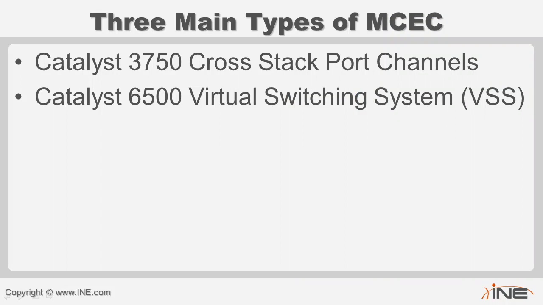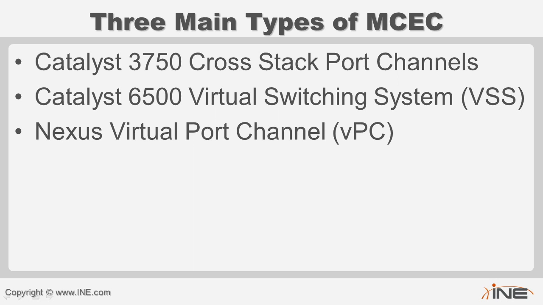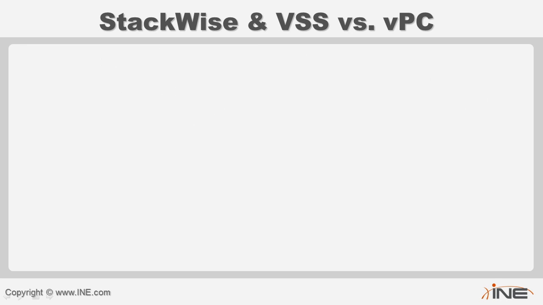Okay, the next iteration of this is then the Catalyst 6500 Virtual Switching System, or the VSS. Then finally, we have what we're going to be dealing with today, which is the Nexus virtual port channel. Now, the basic theory behind all three of these is the same, that we're trying to combine multiple physical links together in a channel, but the way that they are implemented in StackWise and the VSS is a little bit different than how virtual port channels work.